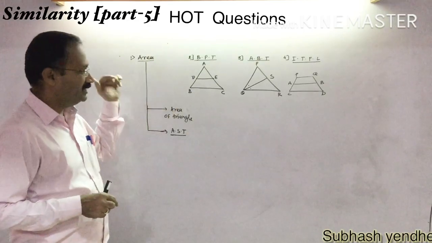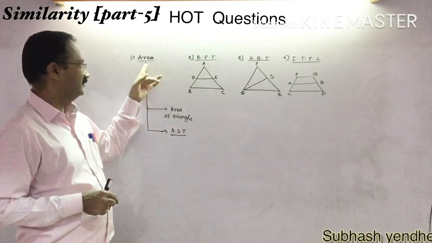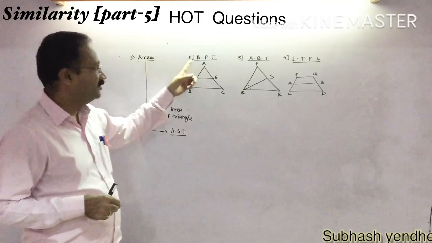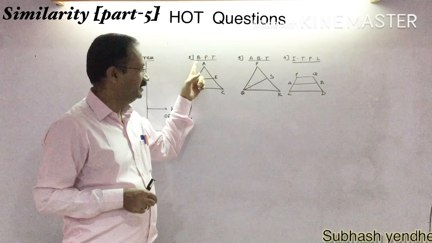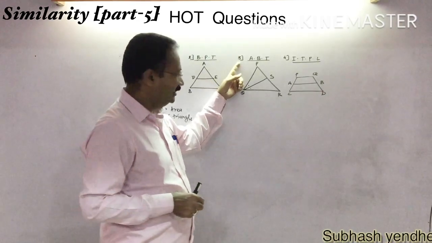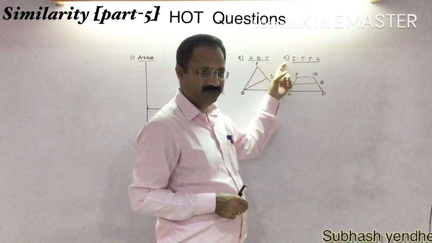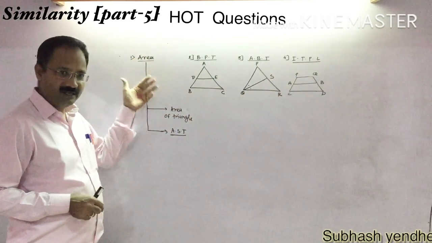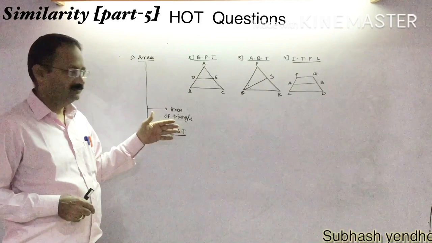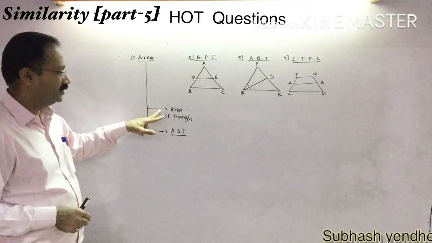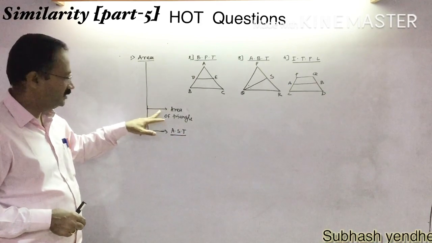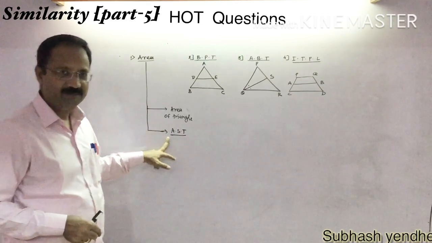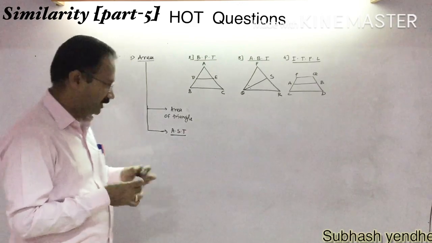In the similarity chapter we have studied these properties. First, which is related to the area. Second is BPT. Third is ABT. And the fourth is ITPL. If the word area comes in any sum, then you have to use two things. The first one is area of triangle, another one is AST, which means area of similar triangles.